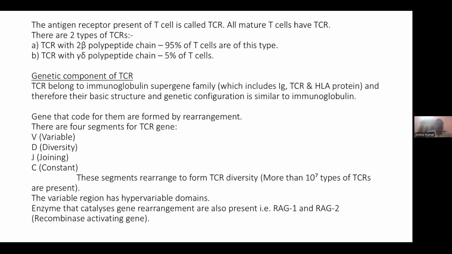Now coming to the next part, what are T cell receptors? The antigen receptors present on T cells are called T cell receptors, and all mature T cells have T cell receptors. There are two types of T cell receptors: those with alpha beta polypeptide chains, which are 95% of T cells, and those with gamma delta polypeptide chains, which are 5% of T cells.